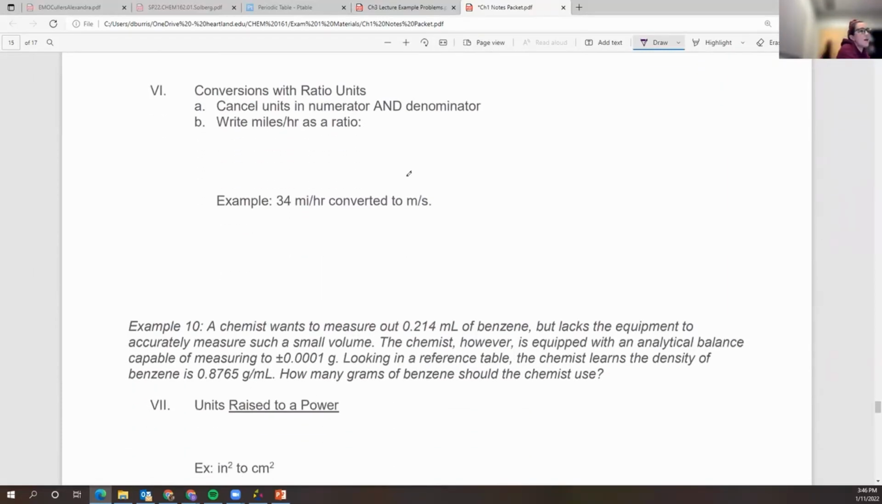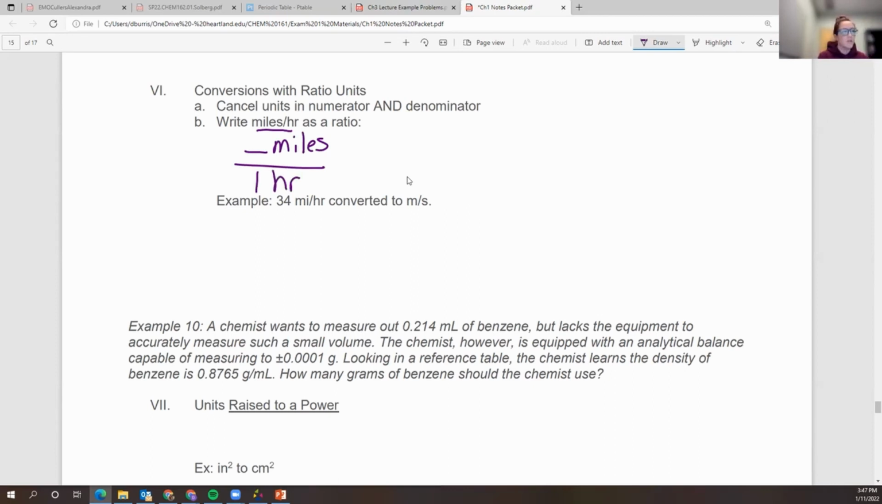Okay, so another type of conversion that gets a little bit more complicated is when you have ratio units, for example, miles per hour. If you have a ratio unit like this, instead of writing it like miles slash hour, you should write it as however many miles per 1 hour. Put hour on the bottom.